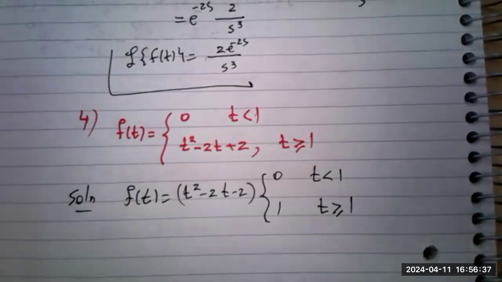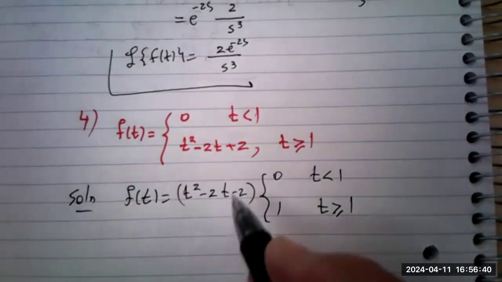Shouldn't it be plus 2 that you pull out? Which one? The 2t? Oh, plus 2, yes, thank you.